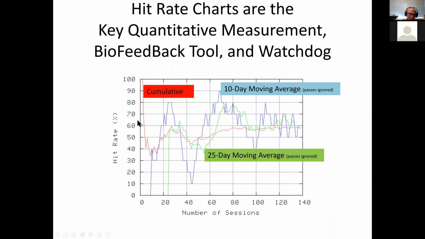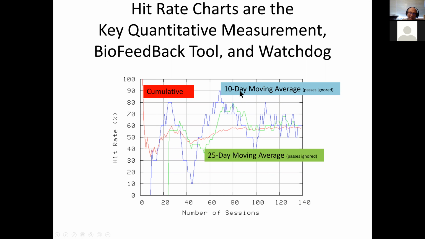The red curve and the hit rate, of course, is the number of hits divided by the number of hits plus misses. We ignore passes. So the red is the cumulative. So this person's cumulative, his first one was a hit, then he went, or she went down to like 35%, ended off at 59, 58%. Okay, very reasonable, credible. 50% would be chance.